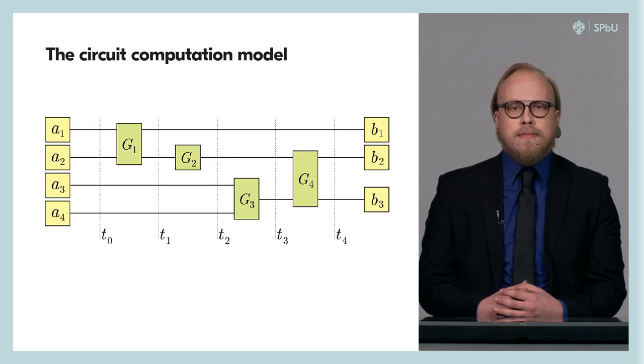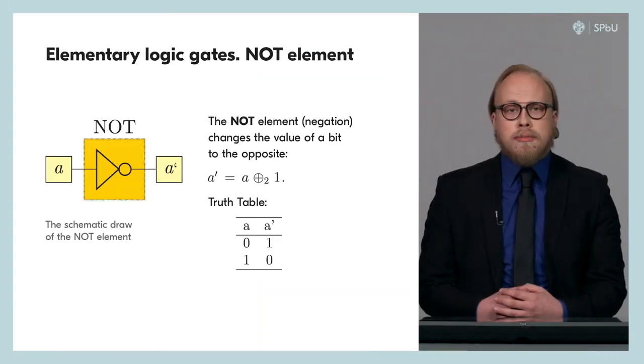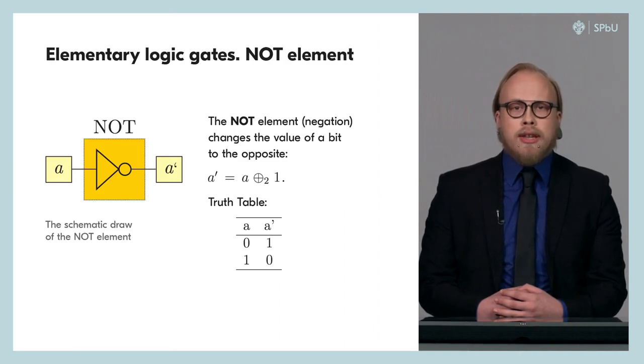output of the element. The first logical element that we consider is the NOT element, which is also called logical negation. The slide shows its schematic representation in the form of a triangle with a circle, as well as its truth table. The NOT element has 1 input bit and 1 output bit. This element replaces the value of the bit A at the input with the opposite. That is, its action can be described using the modulo 2 addition of A bit value with a unit.